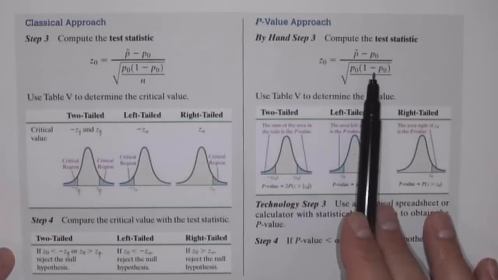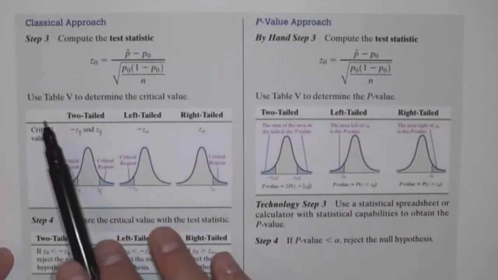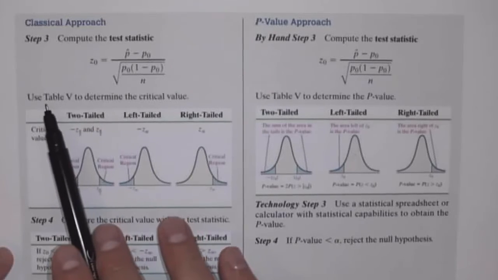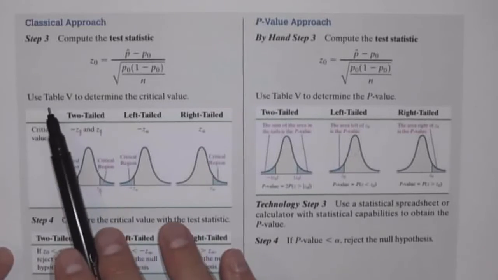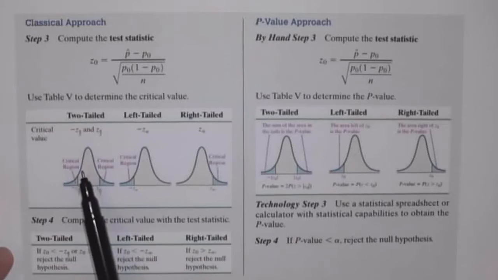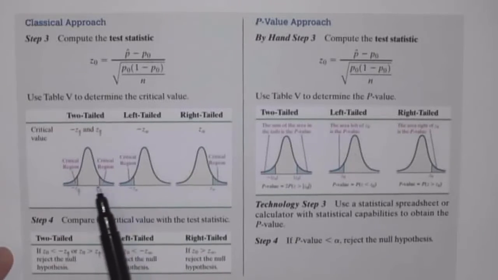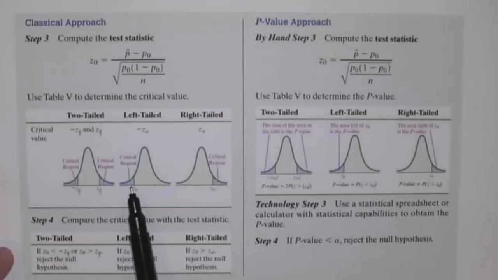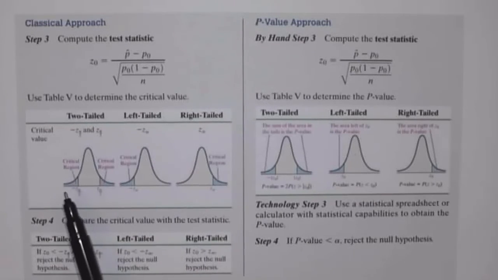Now, if I'm doing this by hand, I'm going to use the standard normal table, which is table V or table 5 from the appendix of your book. And I'm going to use that to figure out what the critical value or critical values are, depending on if I have a left-tailed, right-tailed, or two-tailed test. For example, if alpha equals 0.10, and we have a left-tailed test, then we figured out that critical value is negative 1.28. Same idea if it's a right-tailed test or a two-tailed test.